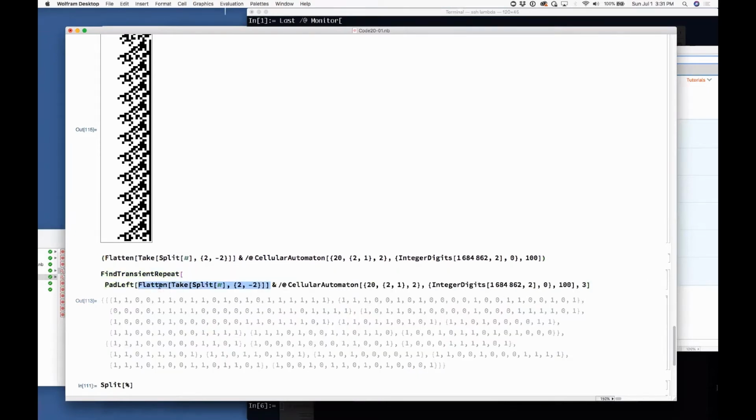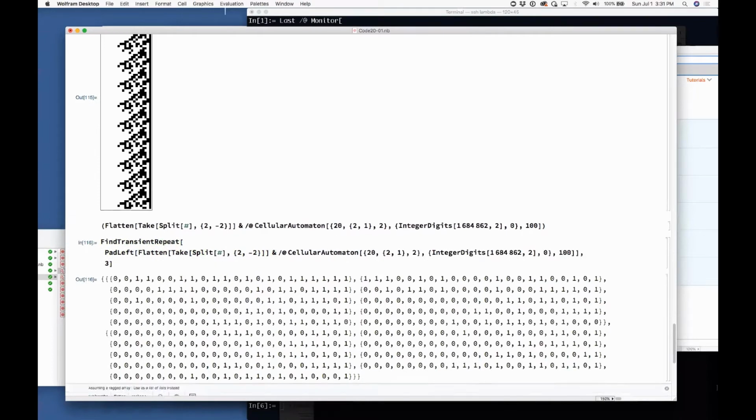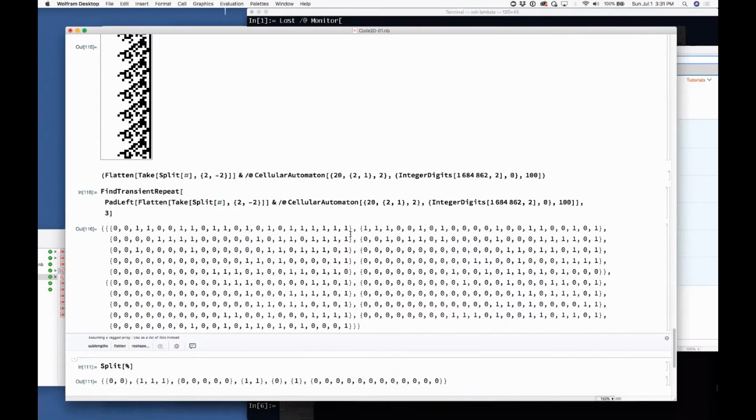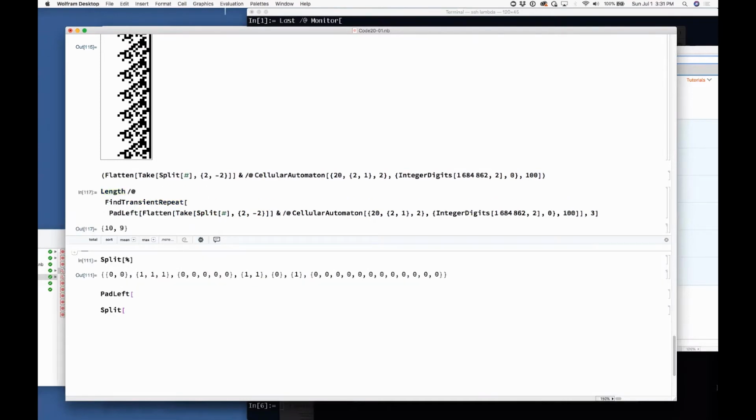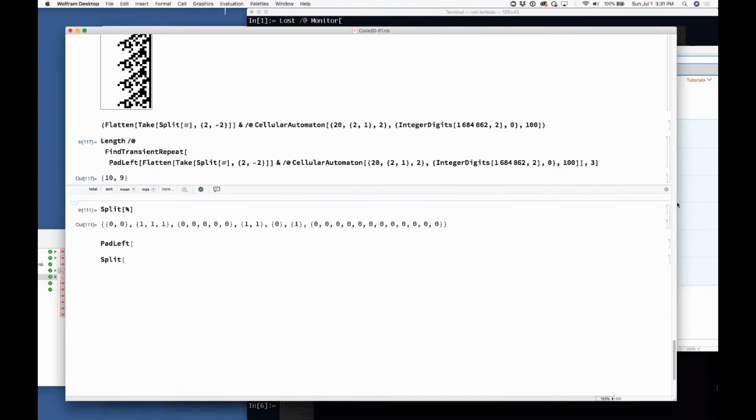I have to pad it because otherwise it's going to think that it is... Okay. So this now should be exactly right. Length of that. Yep, that's right. That's a period 9 glider.